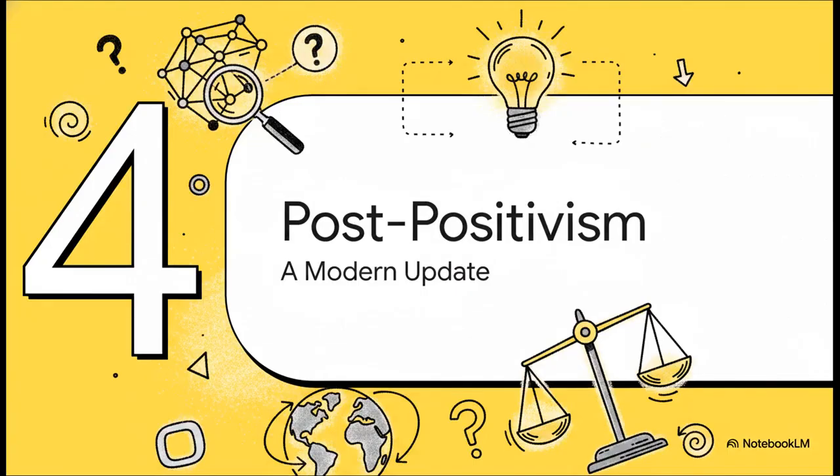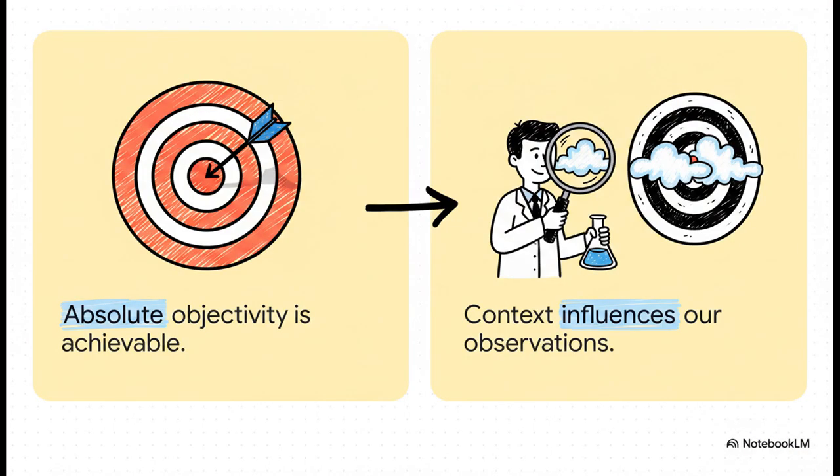And that brings us to Section 4, Post-Positivism, a modern update. Now, what's really interesting about this slide is how it provides a crucial update for the scientifically minded. Strict positivism claims that absolute objectivity is perfectly achievable, but post-positivism serves as this really practical modern compromise. It acknowledges a rather humbling truth. Humans are flawed. Actually, perfect absolute objectivity might literally be impossible. Post-positivists accept that our backgrounds and our specific contexts are always going to subtly influence our observations. However, and this is a huge however, they still fiercely emphasize empirical evidence and the scientific method as the absolute best way to get as close to that objective truth as we possibly can.